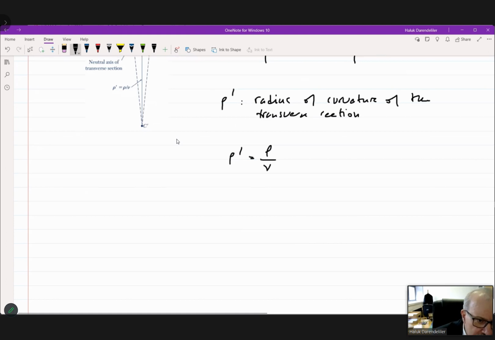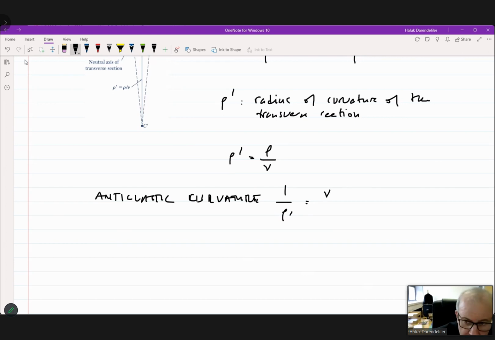And anticlastic curvature is the following value. Anticlastic curvature is this. When we say curvature, remember, we are talking about the ratio 1 over rho prime, and that's equal to nu over rho.